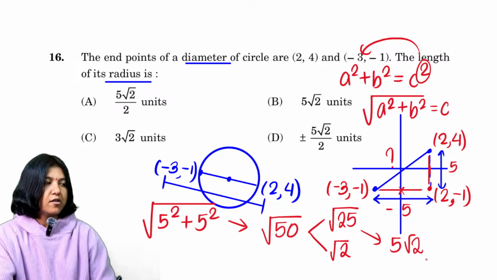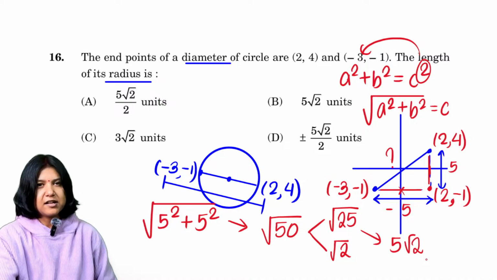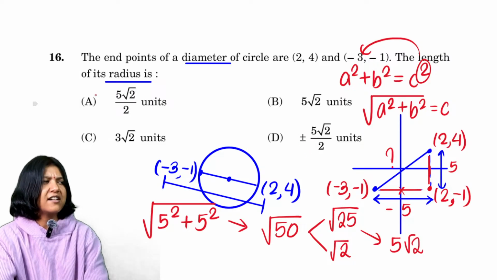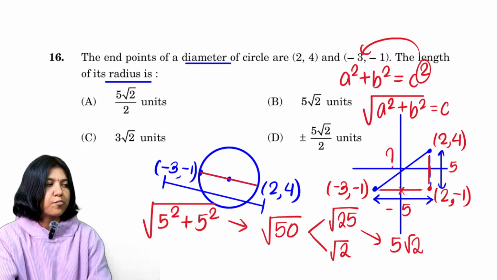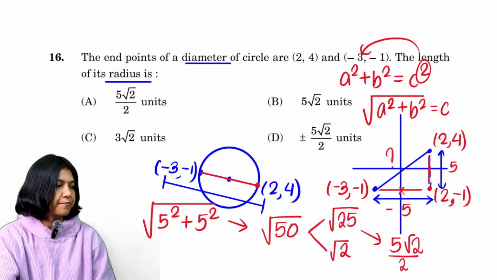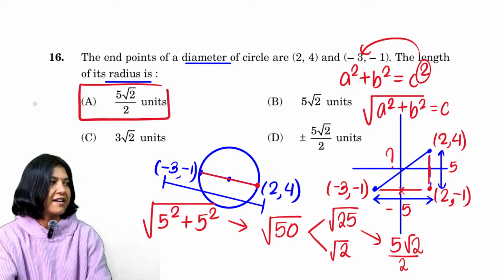Now the thing is, this is what we are finding: the distance here. Distance is not negative, right? So don't consider any negative value, okay? It's a length we are finding, and we are finding the length of the radius. What we got here is the distance between the two endpoints of a diameter, which is definitely the length of the diameter. So to find the radius, I will have to divide by 2. Okay, so the answer is 5 root 2 by 2 units.